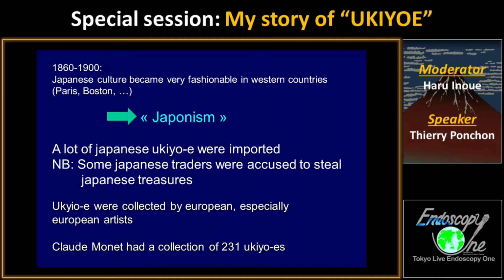A lot of Japanese ukiyo-e were imported. Even more, some Japanese traders were accused by Japanese people of stealing Japanese treasures for Europe. And ukiyo-e were collected by Europeans, especially European artists. One of the famous artists is Claude Monet. He had a collection of 231 ukiyo-e.